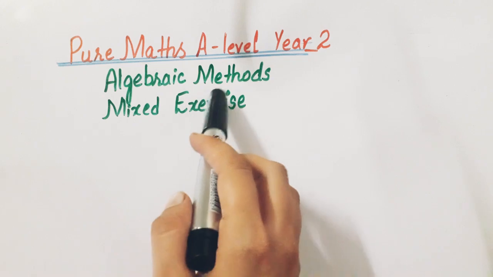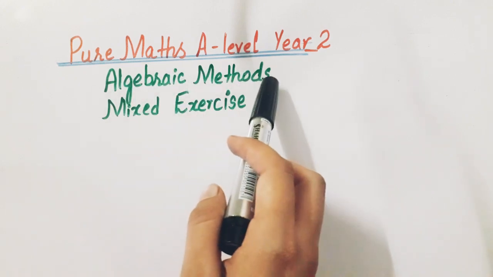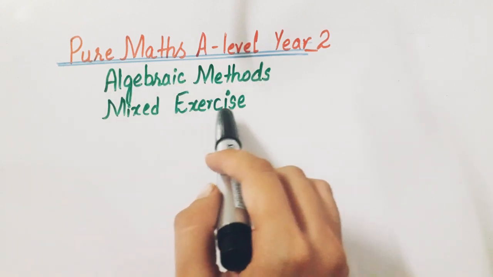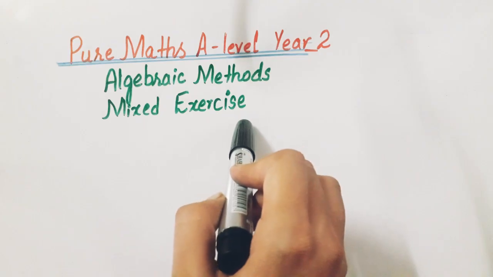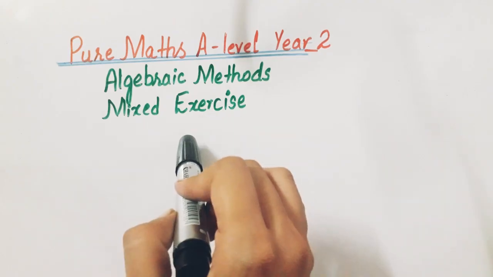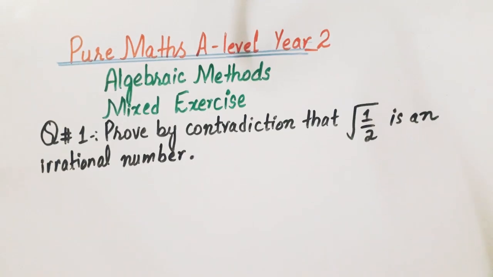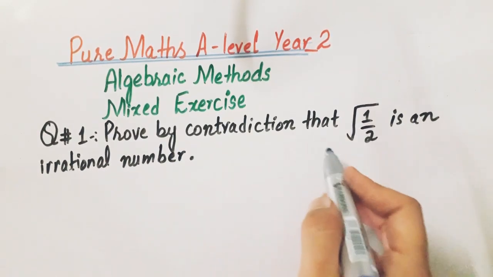Now let's dive into chapter 1, that is algebraic methods. We will solve the complete mixed exercise in this video. So let's get started. Question number 1 is: prove by contradiction that 1 over square root 2 is an irrational number.